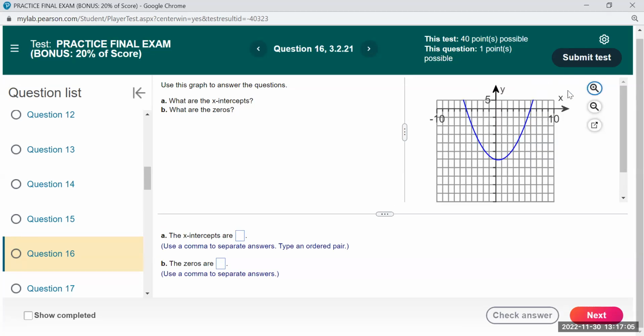1, 2, 3, 4, 5, 6. 1, 2, 3, 4, 5. 1, 2, 3, 4, 5, 6. 1, 2, 3, 4, 5, 6. 4, 5, 6. It's just a little bit there.